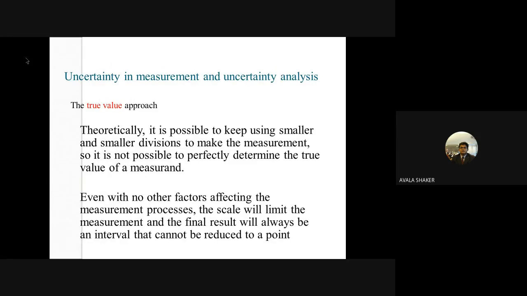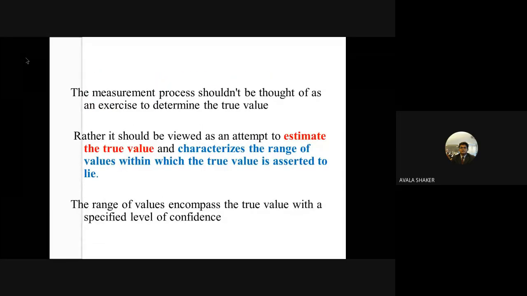So initially the approach of a measurement was to get the true value. Okay. So now the approach is not to get a true value, it is to estimate the true value, because whatever you do, you will not be able to get a true value, because there is a limitation on your measuring instruments. Okay. So beyond that, you cannot. So it is better to estimate the true value.